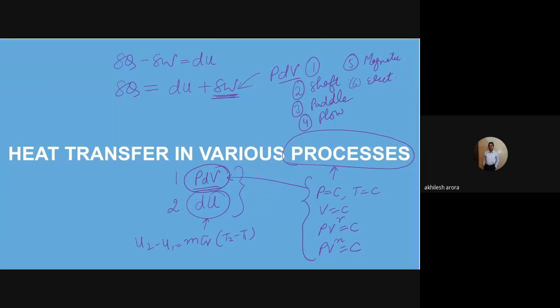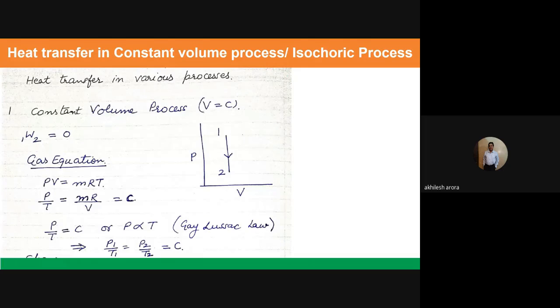But when I say heat transfer in various processes, I am just interested in considering the PdV work only. So let us see how we can derive the equation of heat transfer for the various processes. This is the first process which I am considering here: heat transfer in a constant volume process. So my focus now is on the constant volume process, or isochoric process.